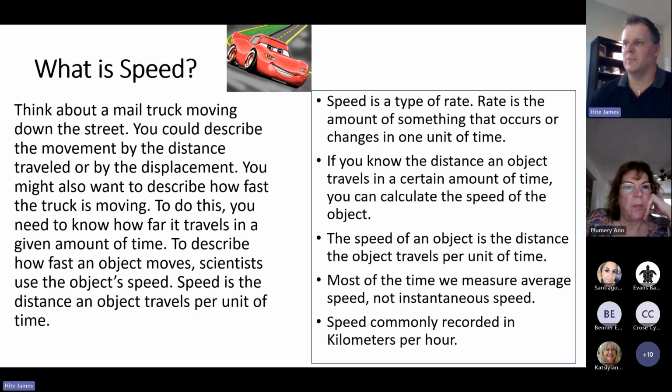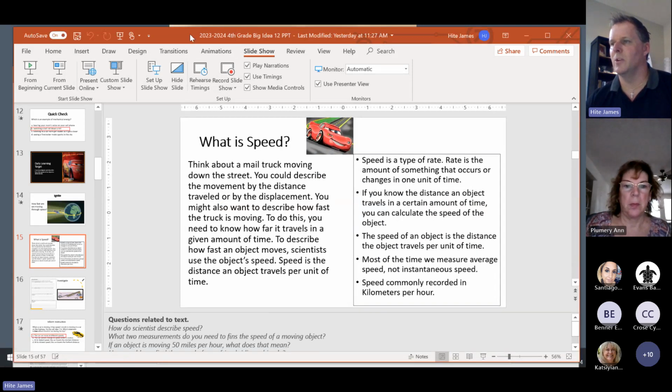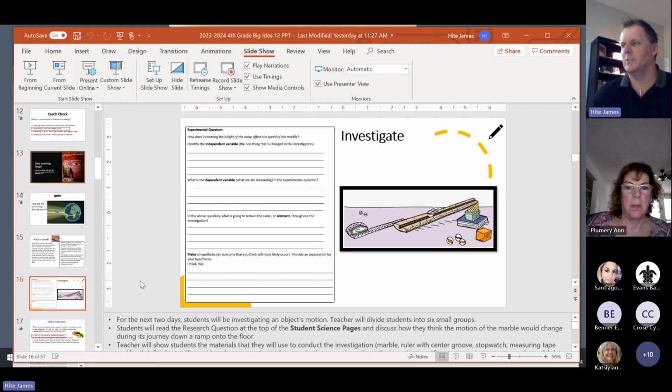There's a little text screen for speed. So again, just some content building, and there's some questions to go along with that as well. I'm actually going to do that instead, because now I can see the notes. So there's some questions to go along with that. And then we get into the investigation they're going to do over the next couple of days. They're going to understand that relationship of distance and time with a ruler and a marble.